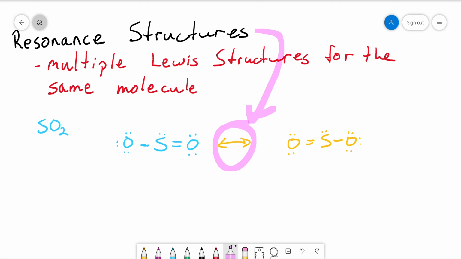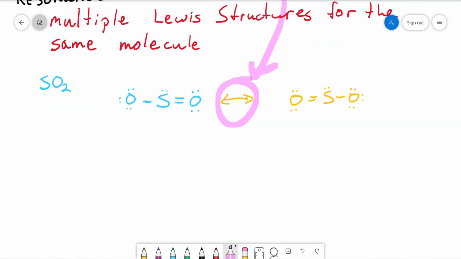So now what does this really mean? Does it mean that sometimes the double bond flips back and forth? Sometimes it's on one side, sometimes it's on the other side? No, absolutely not. There is no resonating here. What it actually means is that it's neither one of these, okay? It's the average of the two.